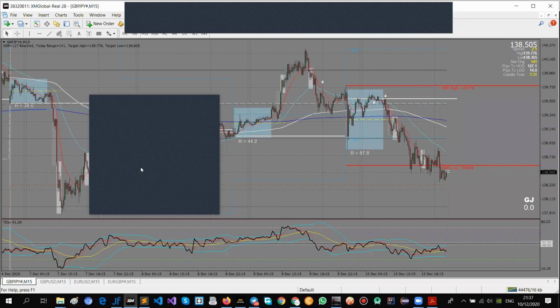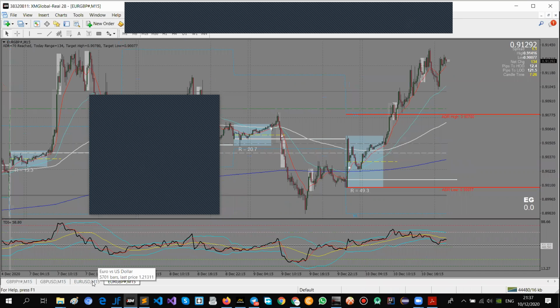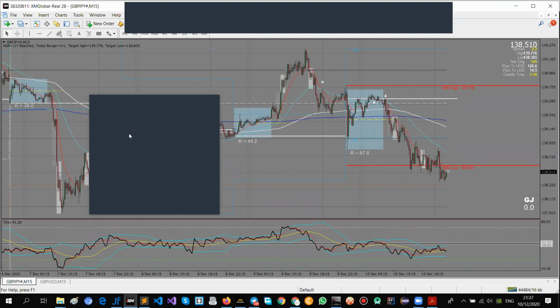Which pairs do I trade? I trade GU and GJ. The EU and EG trades were just requests from people who joined the live.